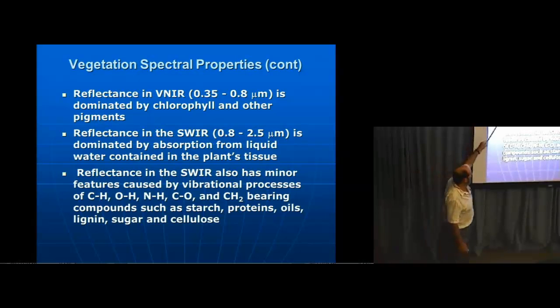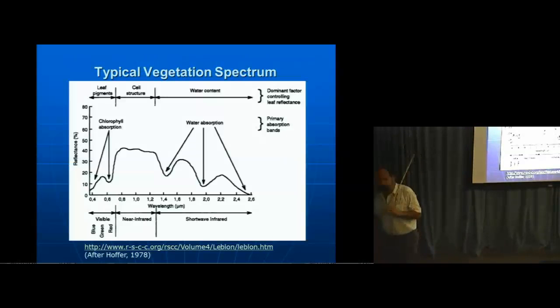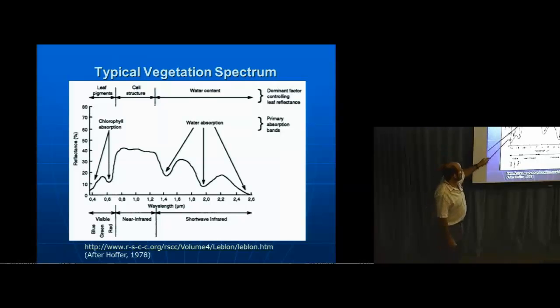So the 0.35 to 0.8 micrometer range is dominated by pigments. The reflectance in the 0.8 to 2.5 range is dominated by liquid water in the plant tissue. There are also minor features in those ranges caused by different chemical bonds, and the stretching and vibrational bonds I've talked about for minerals apply there as well. All of these bonds vibrate in different ways, so they absorb different amounts of energy. Here's an illustration. Then chlorophyll, and what we call the IR plateau. This is caused by the cell structure. Water, water, water.